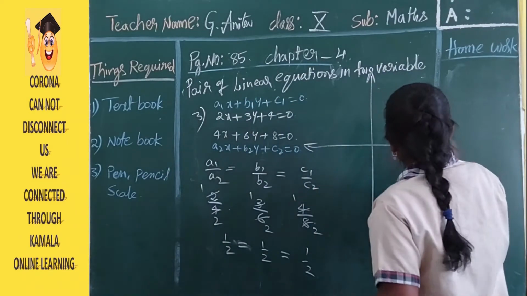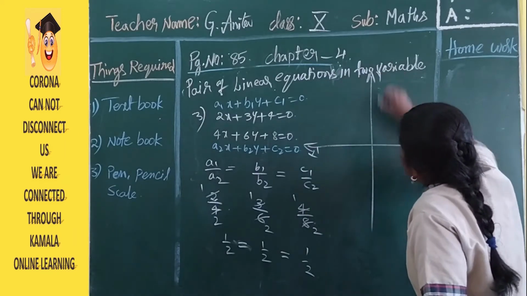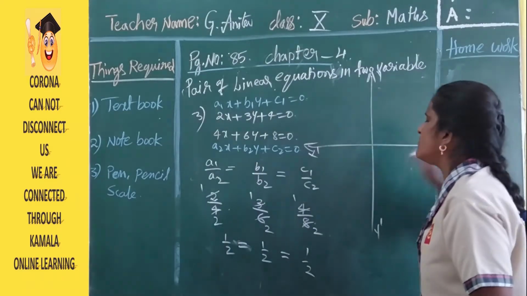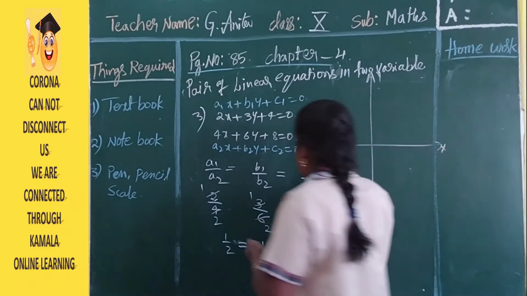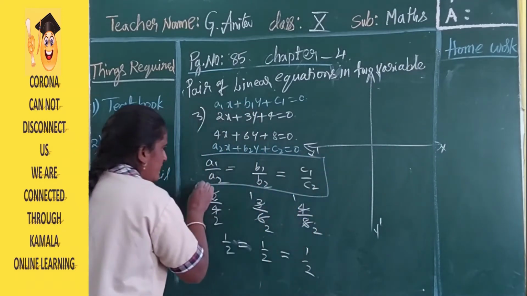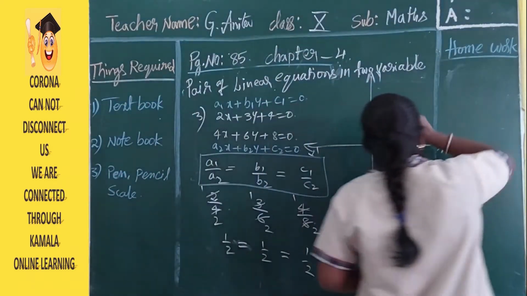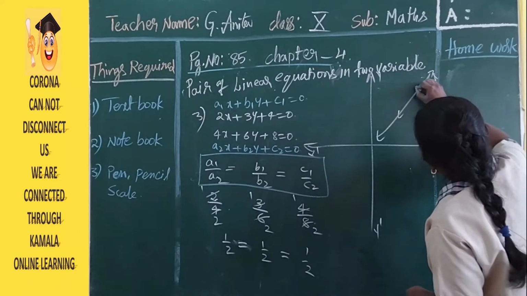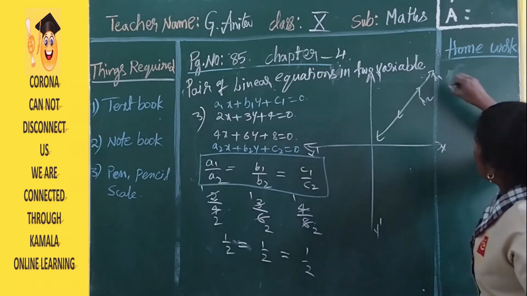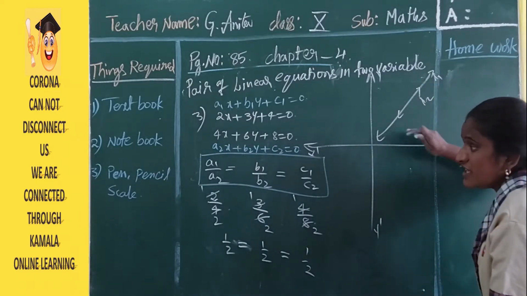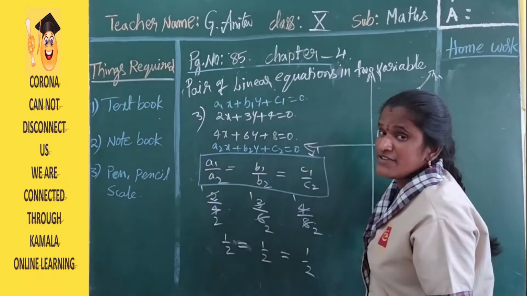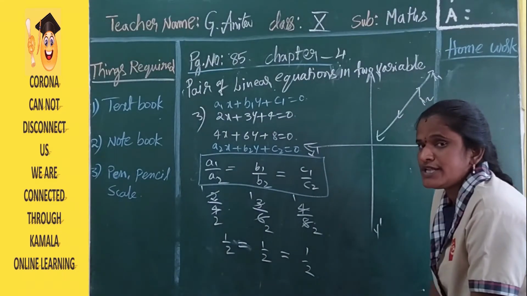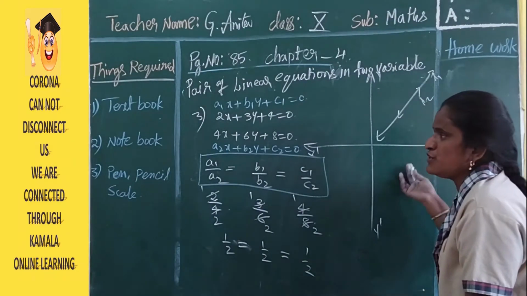So we get coincident lines in this. Which condition are we following? a1 by a2 is equal to b1 by b2 is equal to c1 by c2. When we get this condition, definitely the graphical representation will be coincident lines like this. This is L1, maybe this is L2. So L1 and L2 are coincident lines. The given system is consistent and dependent, and it has infinitely many solutions.